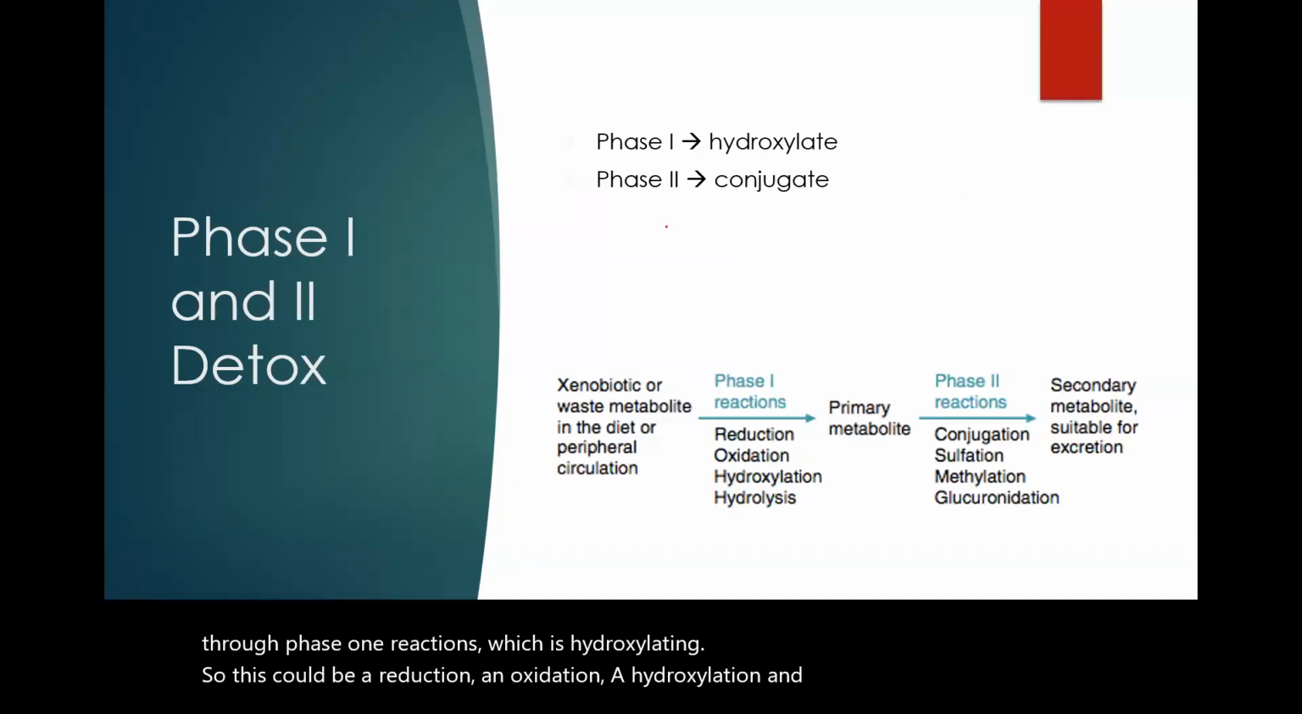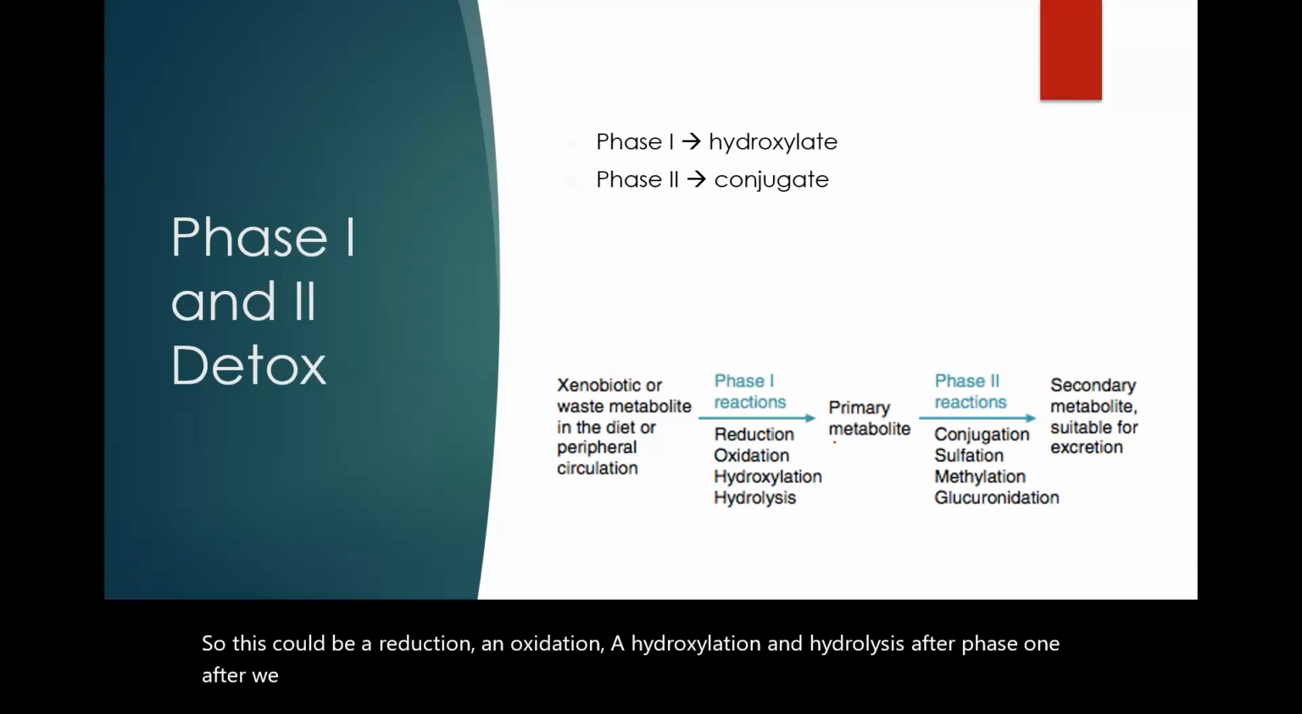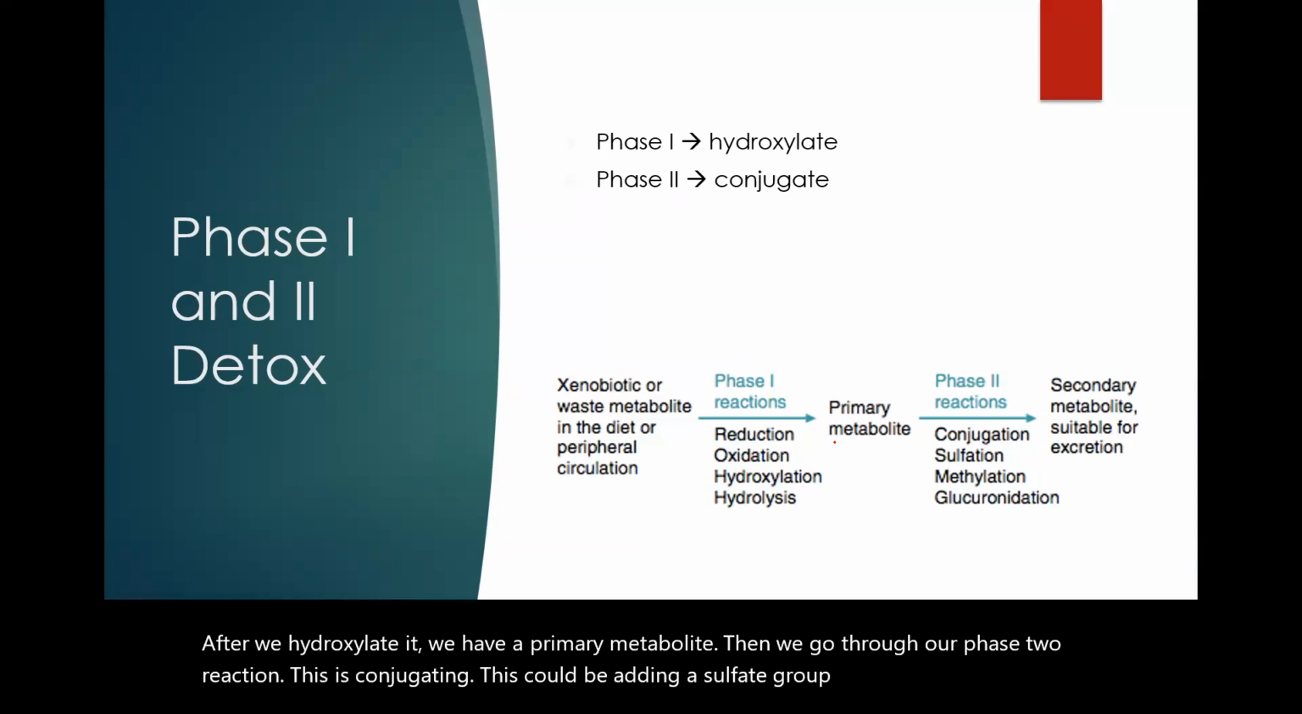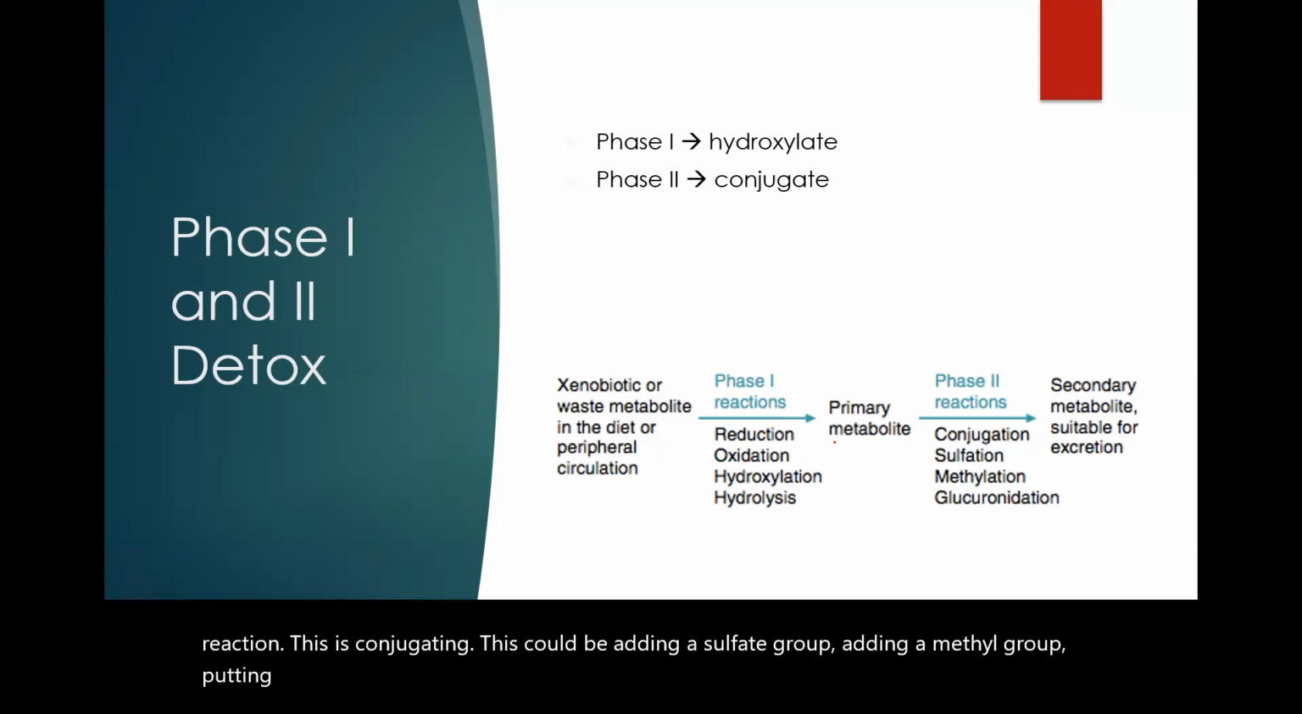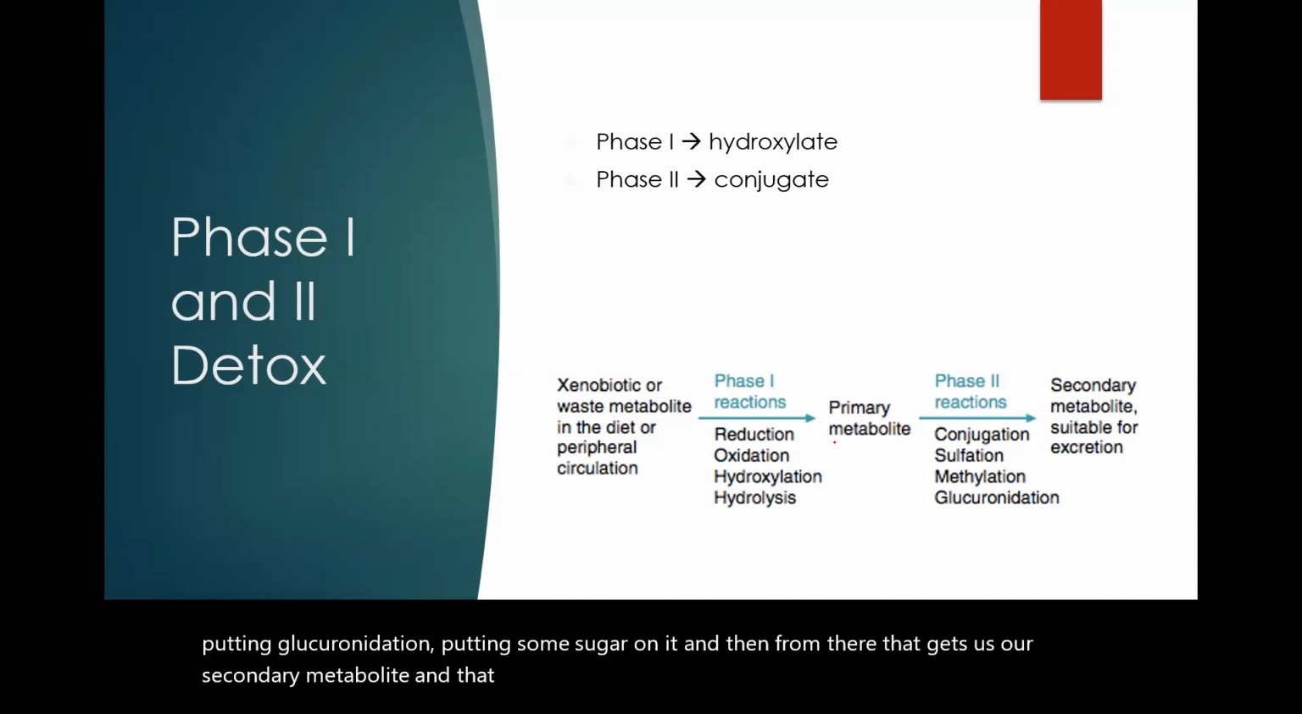After phase 1, after we hydroxylate it, we have a primary metabolite. Then we go through our phase 2 reaction. This is conjugating. This could be adding a sulfate group, adding a methyl group, putting glucuronidation, putting some sugar on it. And then from there, that gives us our secondary metabolite. And that metabolite is what we can finally excrete.